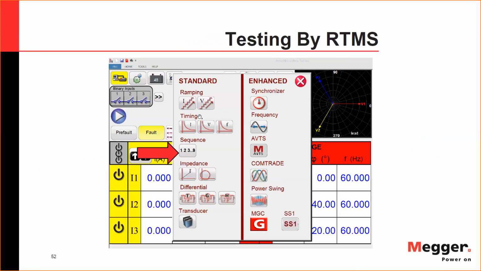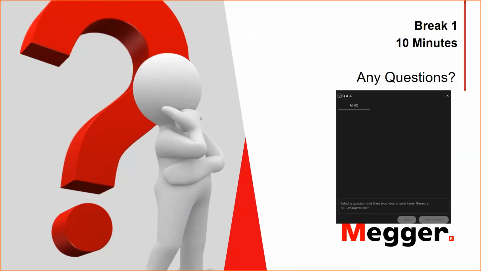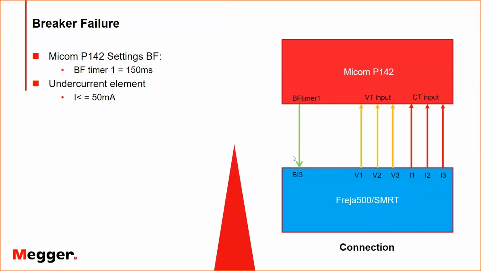Now, testing the breakers or testing the elements, I have my connection here with me. I have the same relay, MyCombi142. I connected all my three CTs and three VTs. And I used binary input 3 that's connected to the contact, which is configured to operate breaker failure timer 1.